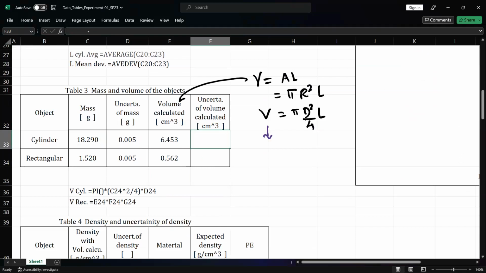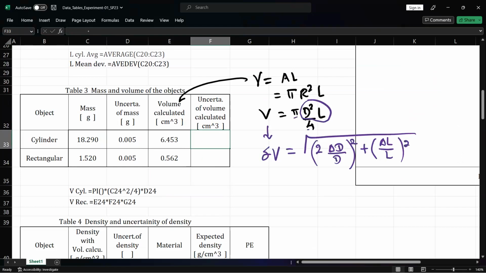So in this case, the error, delta V, is equal to... Now you can clearly see the pi and the 4 are not going to participate. What participates are these two, right? So D has a power, which comes first: delta D divided by D, in parentheses to the power 2, plus delta L divided by L to the power 2, square root of everything. And then in front, everything has to be multiplied by the volume we calculated. All of these are the average values, and the error values are the mean deviation.